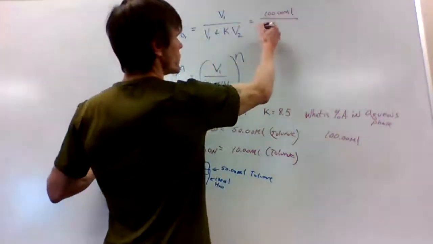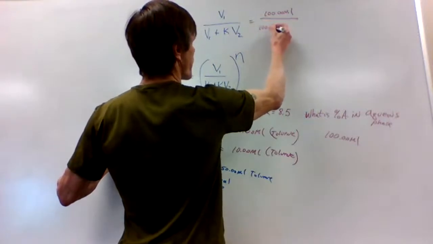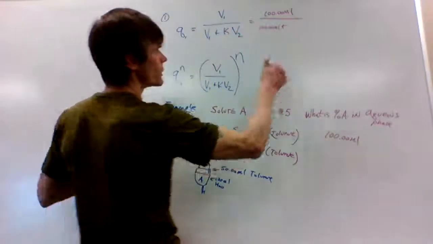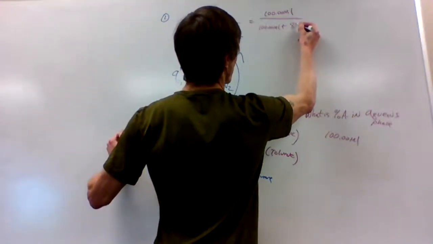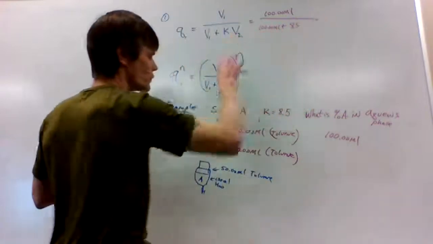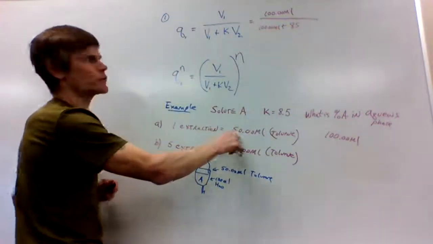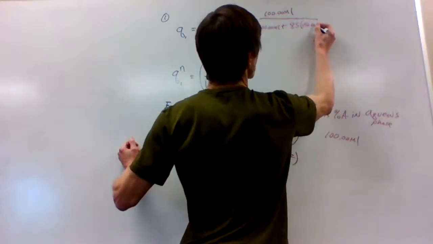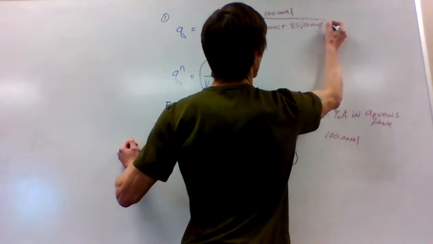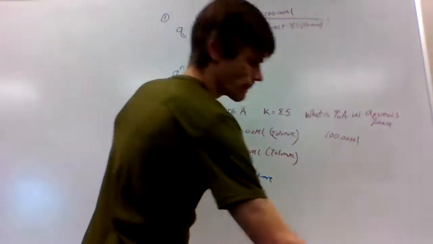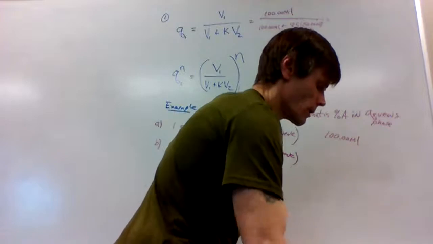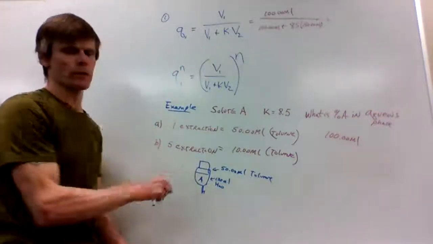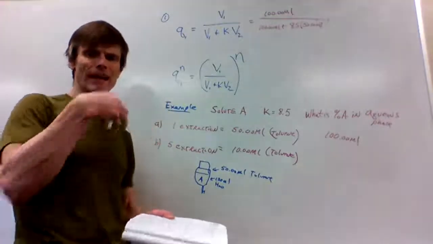V1, 100 milliliters in the denominator. K is 8.5. V2, well, that's the 50 milliliters of toluene that we're using for the extraction. This is going to tell us a little bit about how much of our analyte is still in the aqueous phase. How much of it did we actually get out?